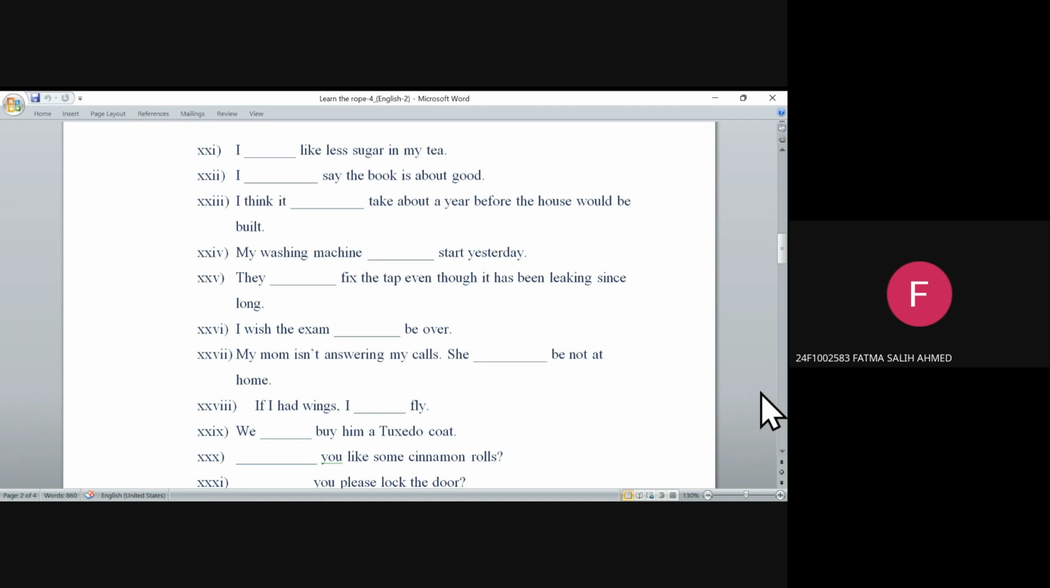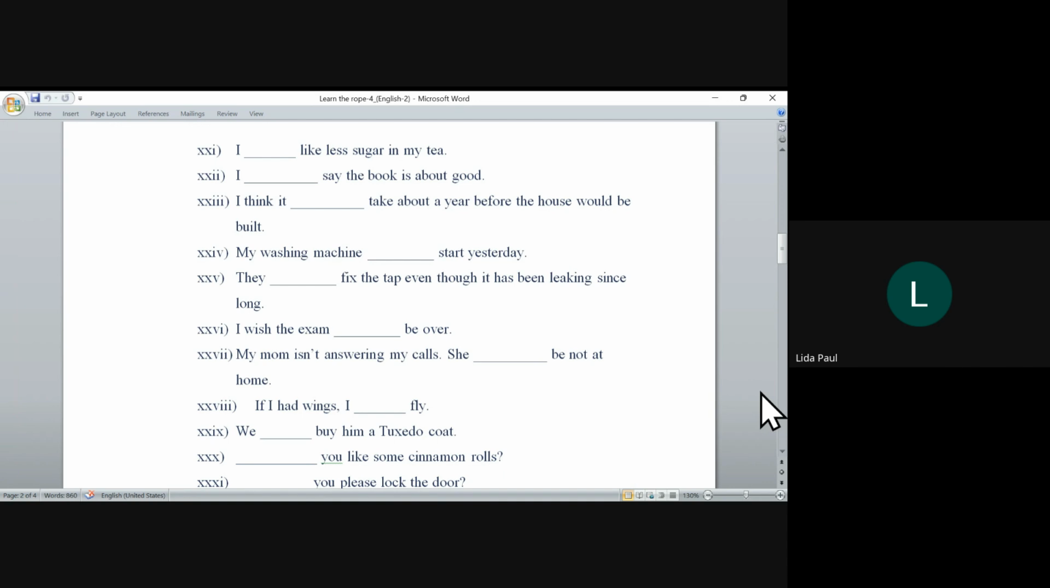Can, right? So similarly, the core auxiliary modal that you use to express general possibilities is could. So in the absence of any mention of high or low possibility, you can go ahead and mark could in the answer. 28. If I had wings, I dash fly.